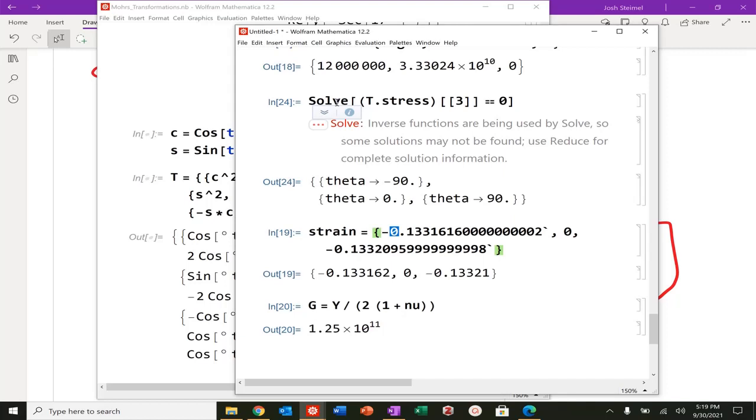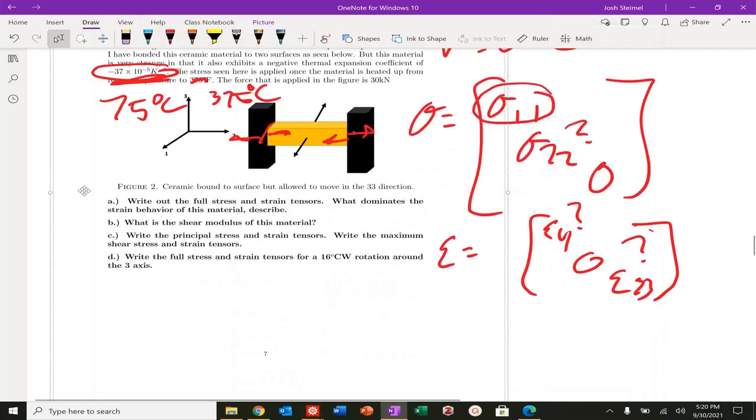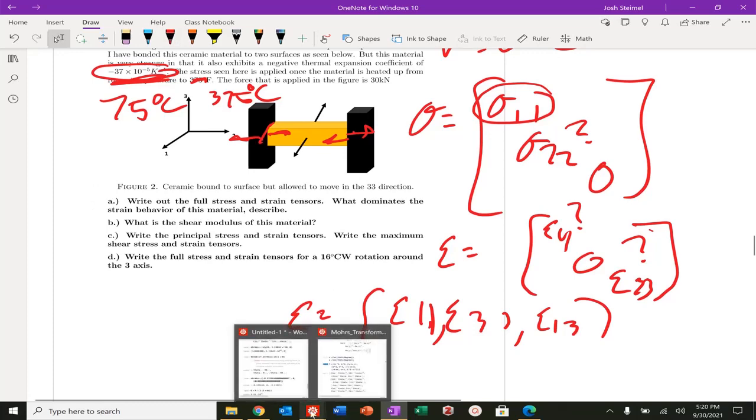You could actually look up those values, but I actually have to rewrite this notebook, so my actual strain will be this. If I'm writing the strain essentially in the notation of my strain is equal to epsilon 11, epsilon 33, and then epsilon 13, it would look like that. So, principal stress and strain tensors.